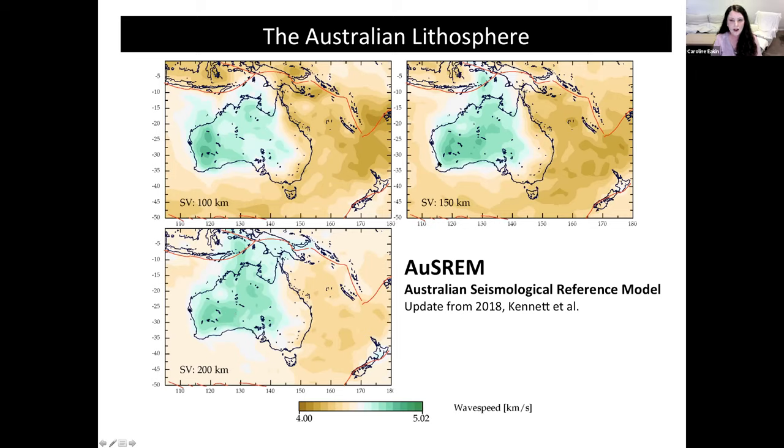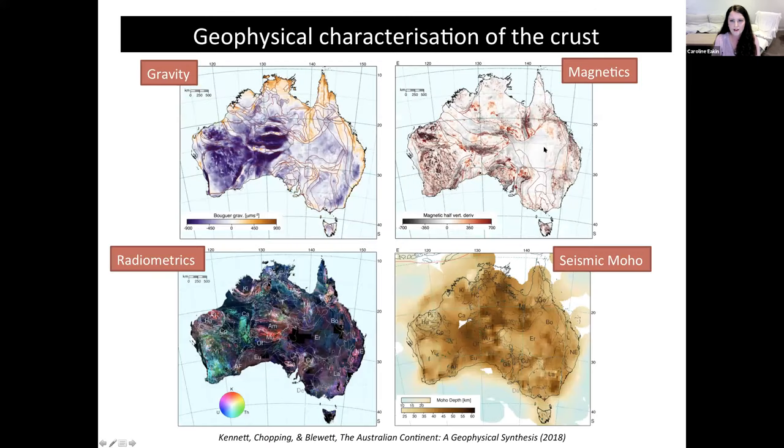And while such models can resolve perhaps regions of Australia beneath the cratons, northern and western, that might potentially be a bit faster or a bit deeper than other regions, it would be very difficult to look at this map and try to trace the geological boundaries like what would have been possible when looking at crustal inferences of the geophysical characterization of the crust.